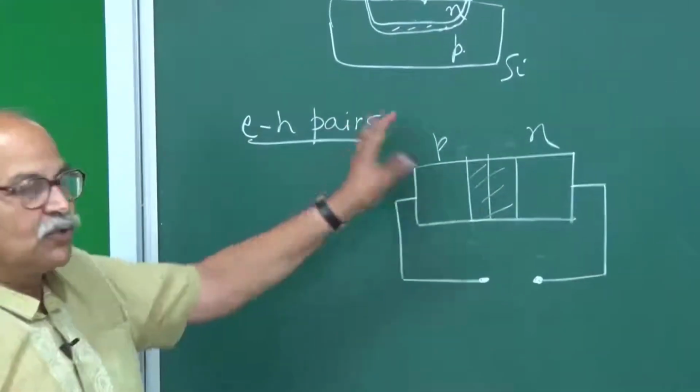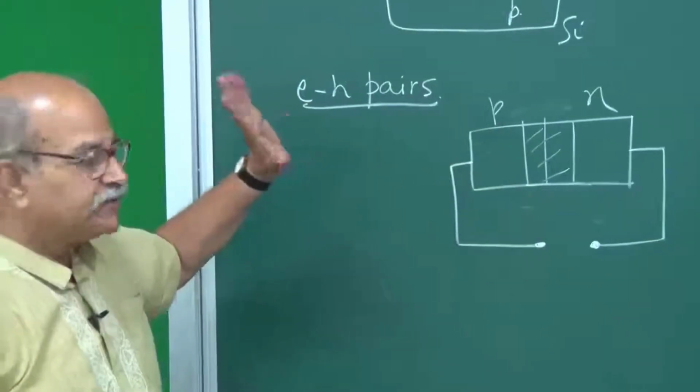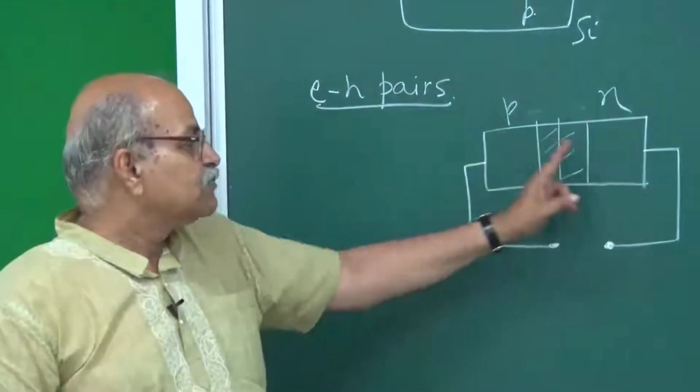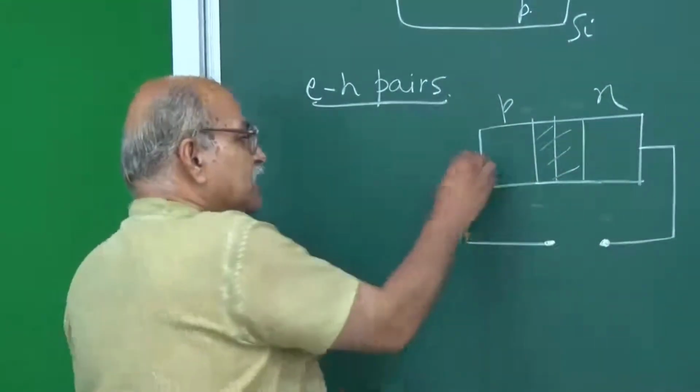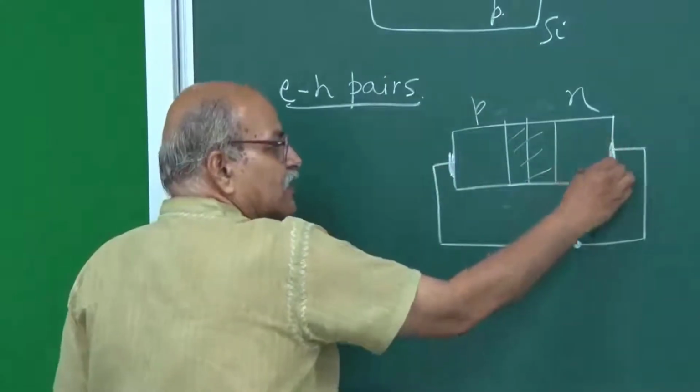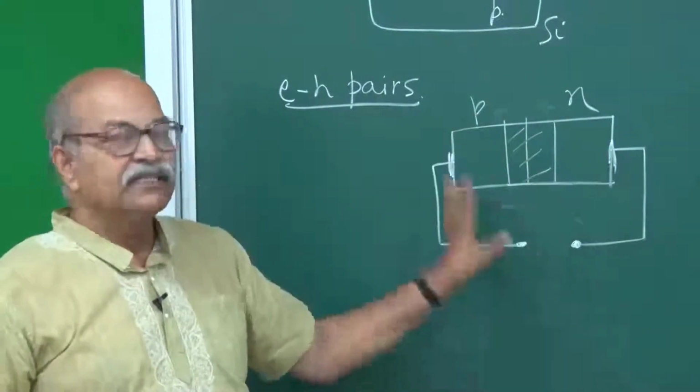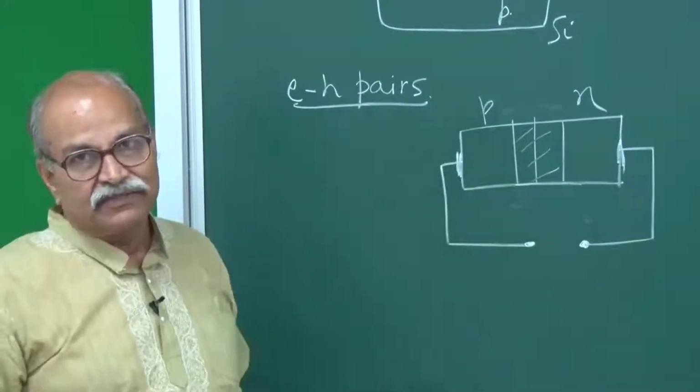So the voltage is 0, the current is 0, everything is fine. Now you have a potential difference, a potential barrier here, but then you have metallic contacts, and at the contacts also you have contact potential. So finally V is 0, I is 0, everything is there.